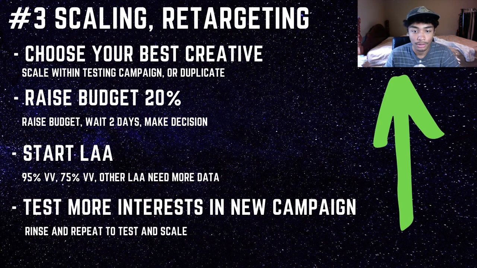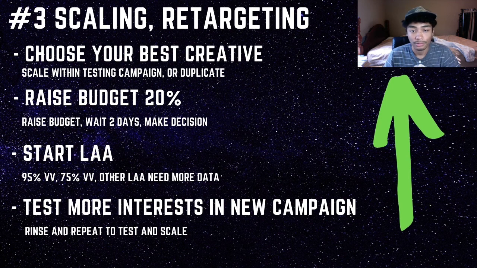So one thing that you guys can do is choose your best creative, and then if you find that an ad set is performing well, raise the budget by 20%, and then wait 2 days and then make another decision. Now, if your ad set does not do well, or if it does worse, just lower the budget to what it was performing the best at.